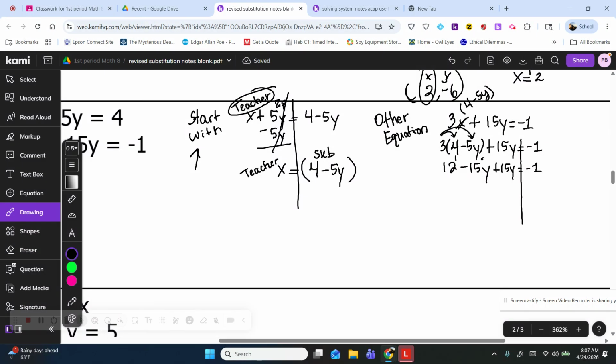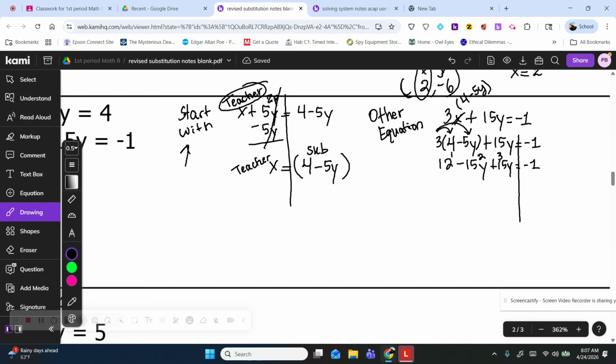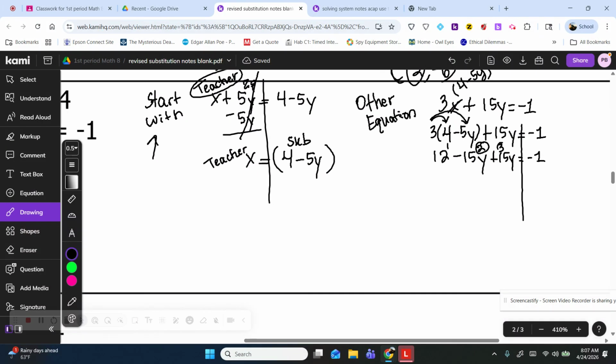Now I'm going to combine any like terms. The negative 15y and positive 15y make a 0 pair. In other words, they cancel each other. So I'm just left with 12 equals -1. Does 12 equal -1? No, put the line through it. This is a no.